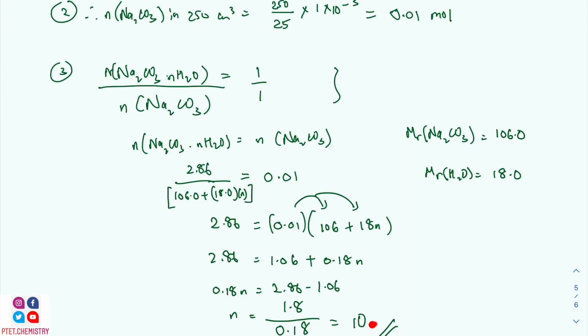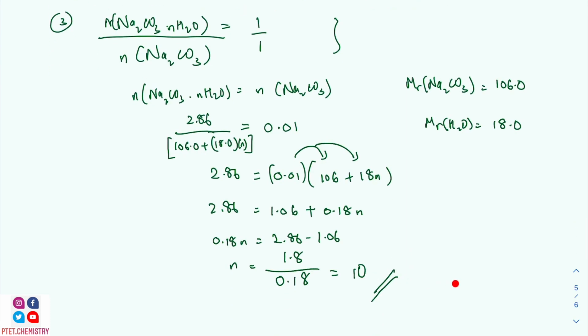If you happen to get a decimal place, you should always round it up to whole number, because water of crystallization is always a whole number in my experience. Okay, so this happened to be a perfect whole number, so you're nice and easy there.